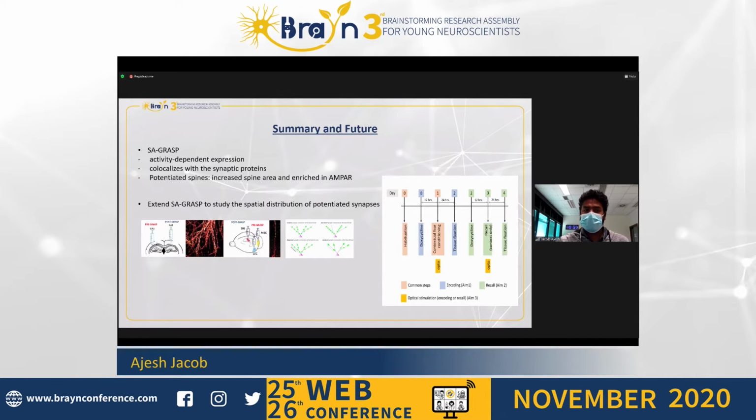Currently, we are extending the synaptic GRASP to study the spatial distribution of potentiated synapses after the learning and encoding phase in the CA3-CA1 connection and the entorhinal cortex-dentate gyrus connections. And we are planning to apply synaptic GRASP to Alzheimer's mouse models to study the synaptic dysfunction.